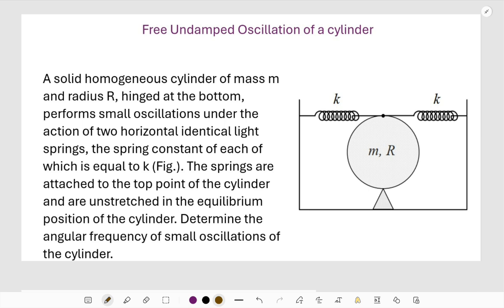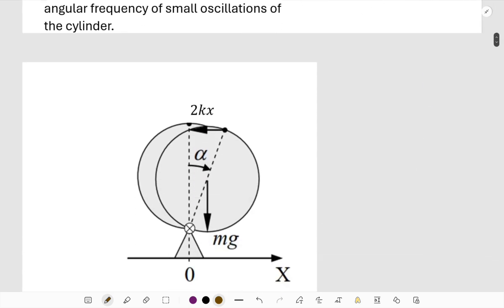You will definitely like to solve this problem using the dynamic method in the lab inertial frame, because things are simple. And I have drawn a picture. You can see here is the x-axis, and it is horizontal, and its origin corresponds to the position of the cylinder hinge point.